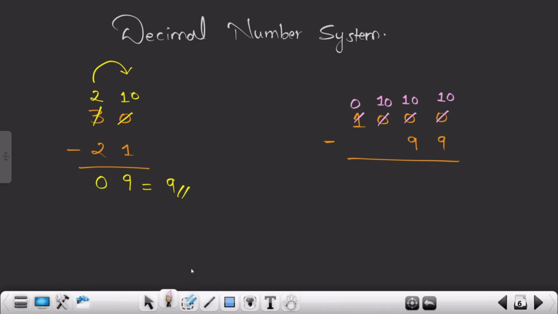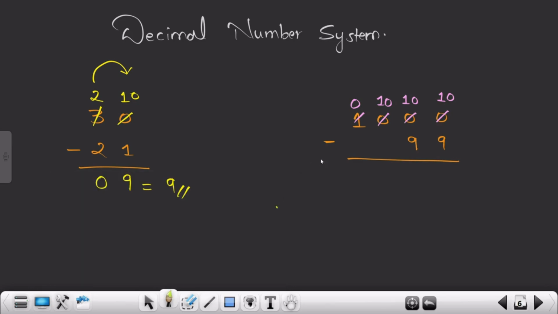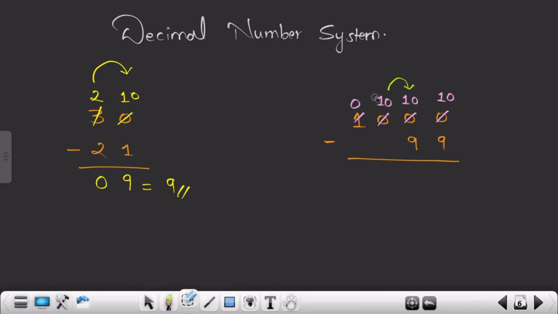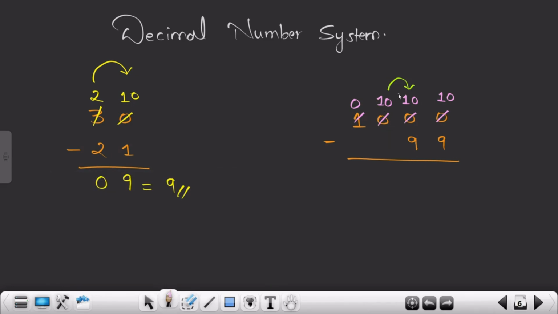So what actually is happening over here is that, see, since this 0 borrowed one from this digit, this would be 10, right? But now this column is dependent on this 0, because it is also borrowing one from this 0. I hope you are getting this point. So what is going to happen eventually is that this 10 would be reduced to 9. So over here you will get the number 9.